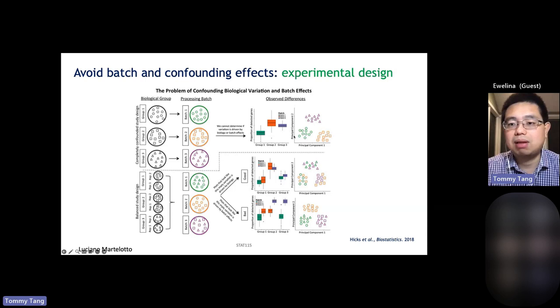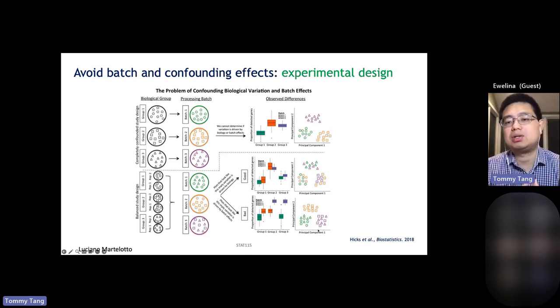And in this PCA plot, you see the samples are separated by batches. So in this balanced study design, they mix samples of different conditions and process them in batches. So in the end, if you observe the samples are separated by condition rather than by batches, that means you are measuring some biological signal.